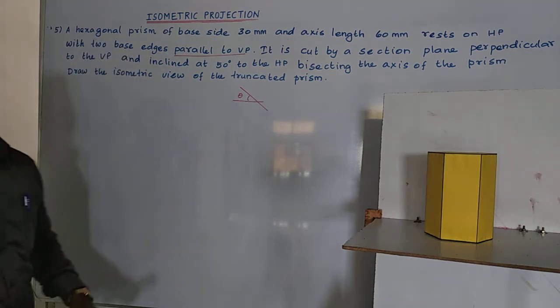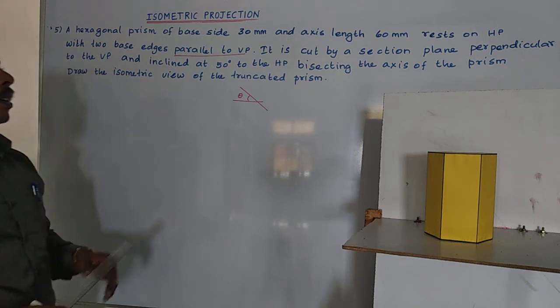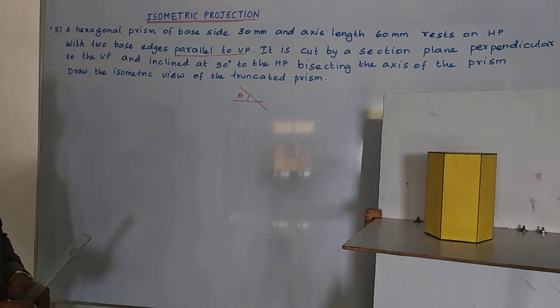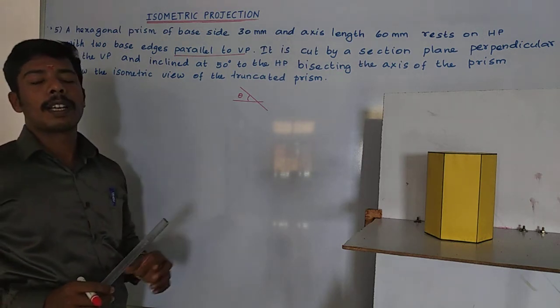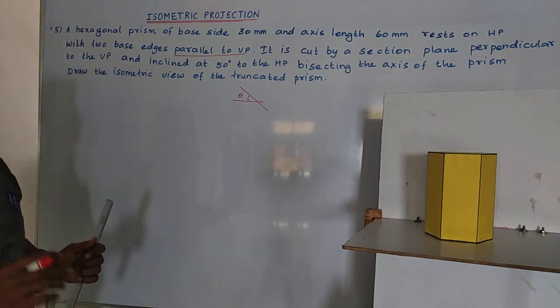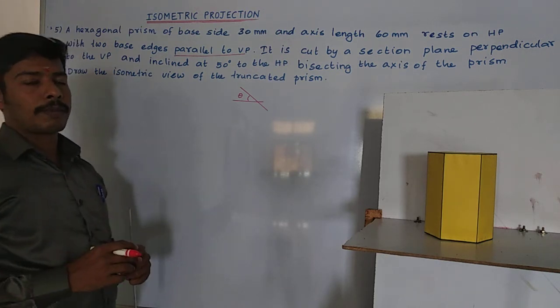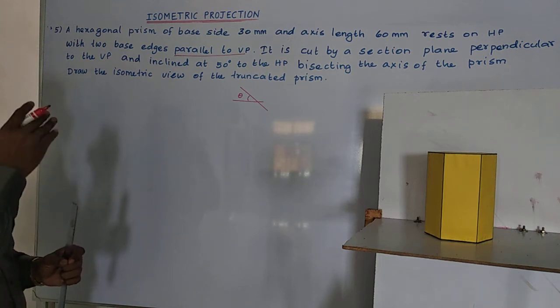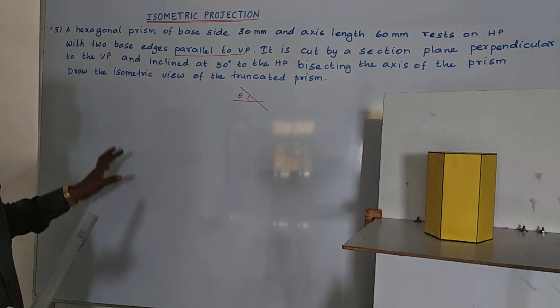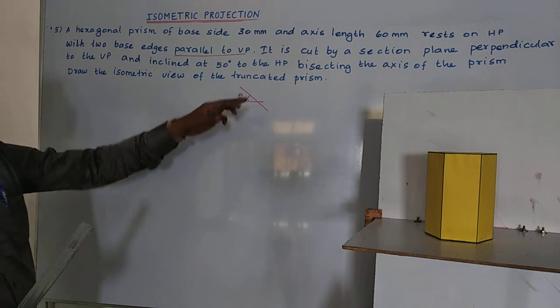The section takes place in the front view, bisecting the axis of the prism. Bisecting means dividing into two equal halves. The section plane is going to cross the middle point of the axis. So draw the isometric view of the truncated prism.